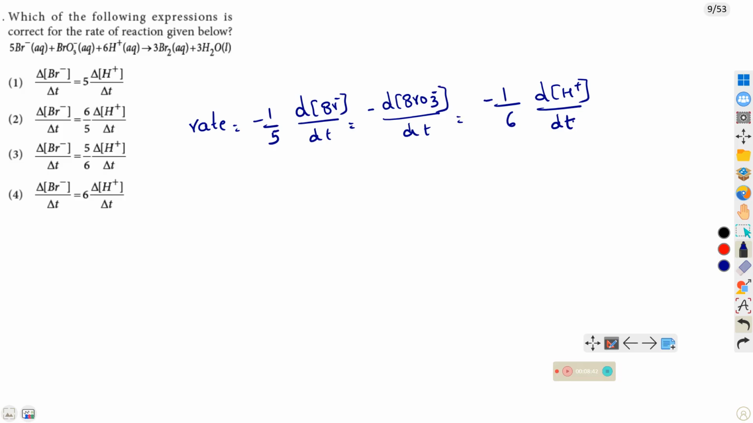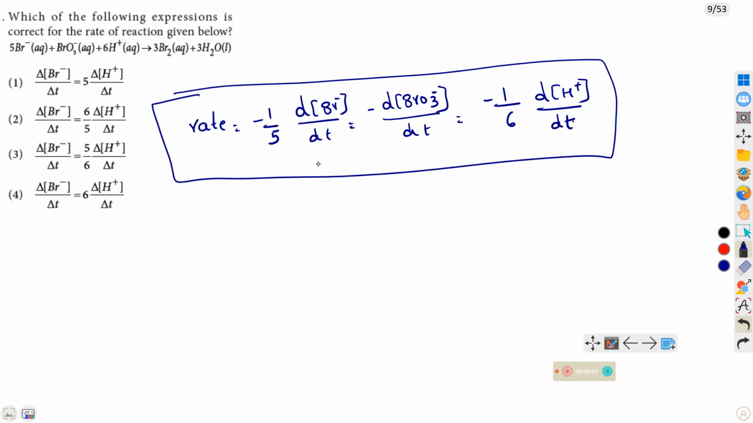Which of the following expressions is correct for the rate of reaction given below? We know that the rate of reactants decreases and the rate of products increases with respect to time. Based on that, rate is equal to minus 1 by 5 d[Br⁻]/dt is equal to minus d[BrO3⁻]/dt is equal to minus 1 by 6 d[H⁺]/dt. Here is the relation between Br⁻ and H⁺.